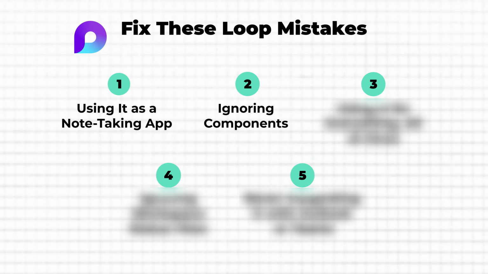Let's move on to mistake number 3, one that usually comes right after people discover how powerful Loop components are. They get excited, maybe even a little too excited, and start moving everything into Loop. Meeting notes, project plans, decision logs, entire document libraries, and suddenly Loop becomes the dumping ground for all kinds of content. And at first it feels great. Everything's in one place, it's flexible, collaborative, and what's not to love? But then the problems start.